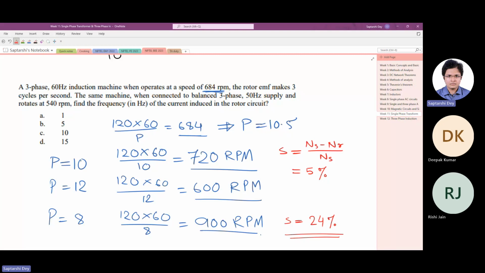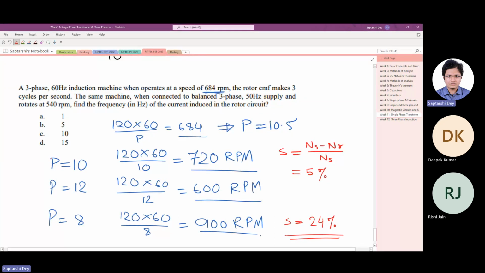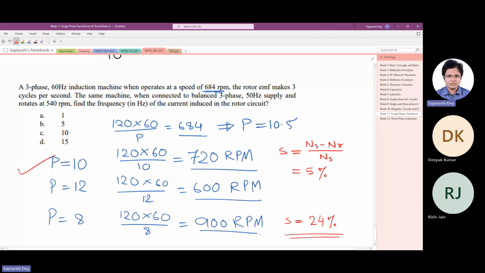It's very unusual that induction motors operate at this slip. The machine will draw excessively large current and it will burn out. An induction machine will hardly operate at 5 to 6% slip at full load, not more than that. Even 5% is quite large, I would say. Okay, so this is the one. It's a 10-pole induction machine, we could find out.